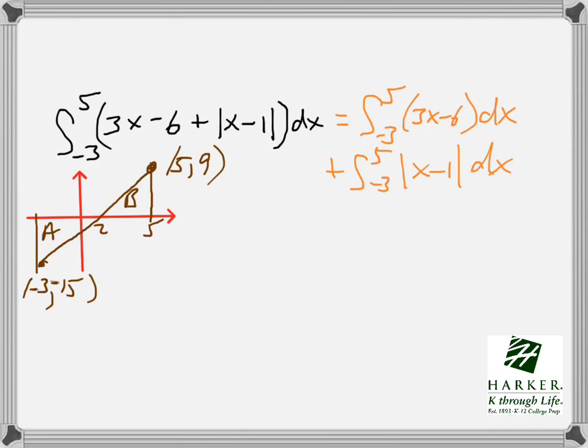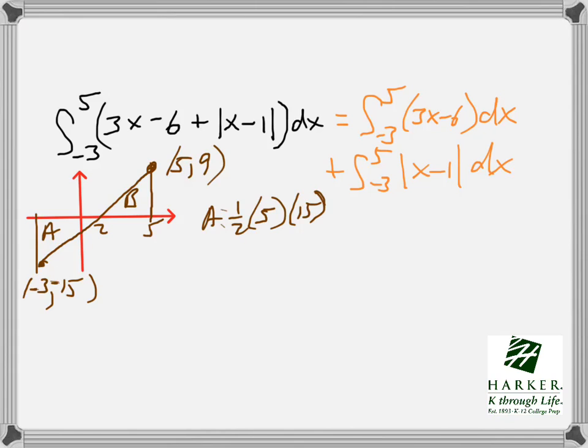Now I just need to make sure I did this correctly. When x is negative 3, that's negative 15, so that looks good. When x is 5, that's 15 minus 6, which is 9. That looks good. So now I have two triangles. Triangle A is going to have a negative value. B is going to have a positive value. So it's 1/2. The height is 15.